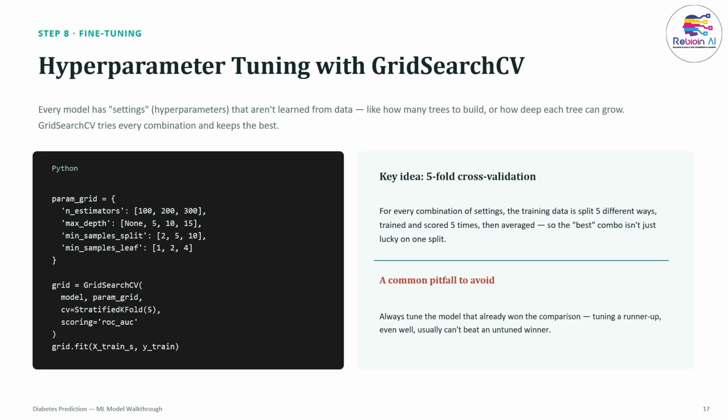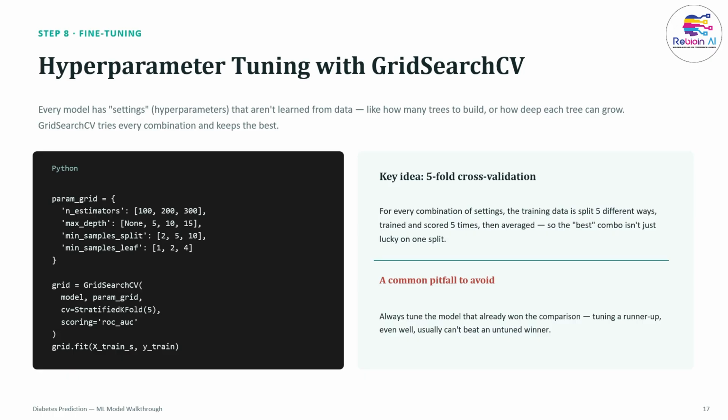Now that we know gradient boosting is our strongest model, can we make it even better? That's what hyperparameter tuning is for. Every model has settings that aren't learned from the data itself, like how many trees to build or how deep each tree is allowed to grow. Grid Search CV automates the search. It tries every combination of these settings and keeps whichever performs best.